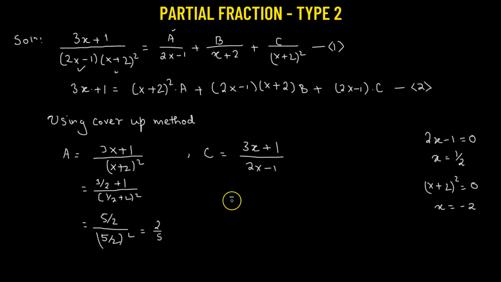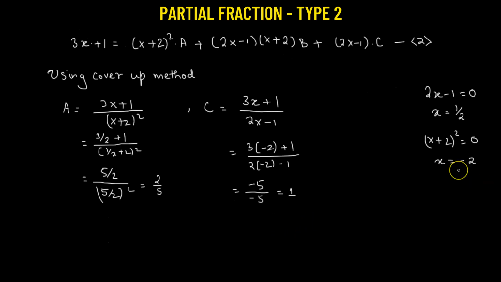So we're going to substitute this value. We get 3 times negative 2 plus 1 divided by 2 times negative 2 minus 1. So 3 times negative 2 is negative 6. Negative 6 plus 1 will be negative 5. Then in the denominator, we have 2 times negative 2, so that's negative 4. Negative 4 minus 1 will be negative 5. So the C value comes out as 1. So we have obtained the values of our constants A and C.